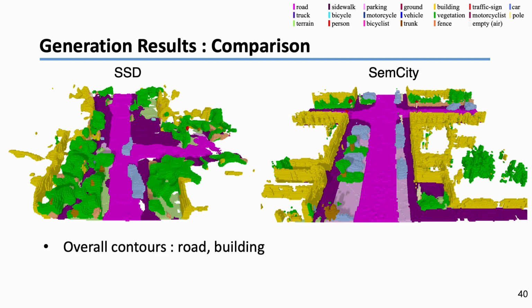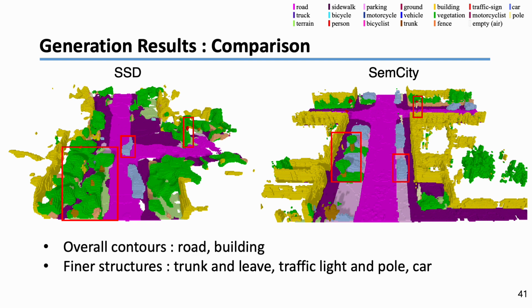In detail, compared with SSD, SAMCT generates the overall contours such as roads and buildings more clearly, where SSD often fails to generate straight lines. Furthermore, SAMCT shows good performance on generating finer structures, such as tree trunks and leaves, as well as traffic lights and poles. And also, SAMCT can generate uniform shapes of vehicles compared with SSD.